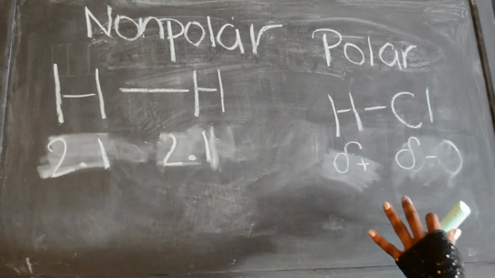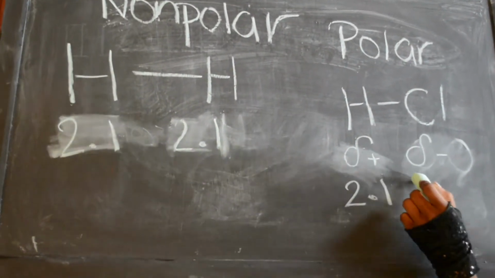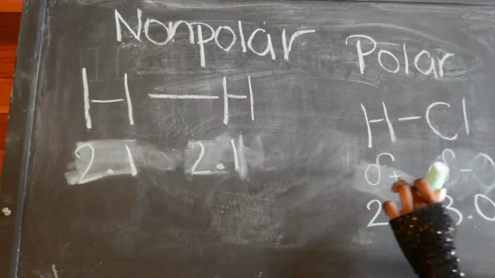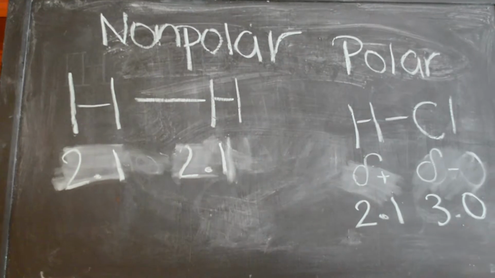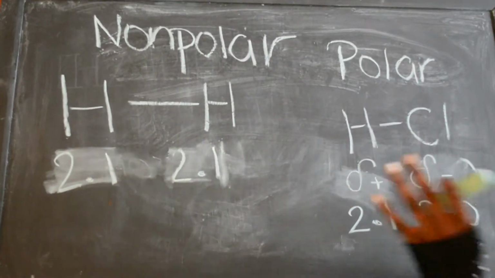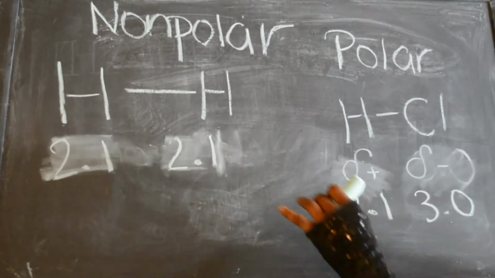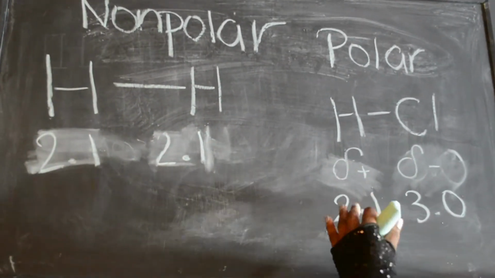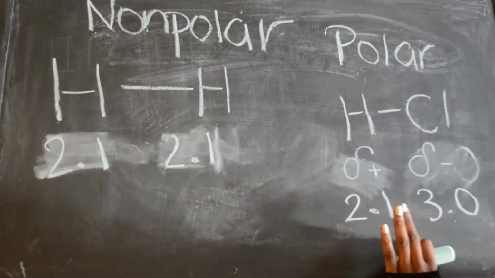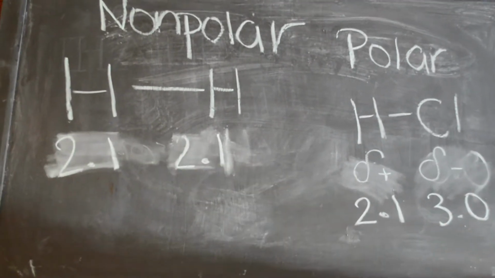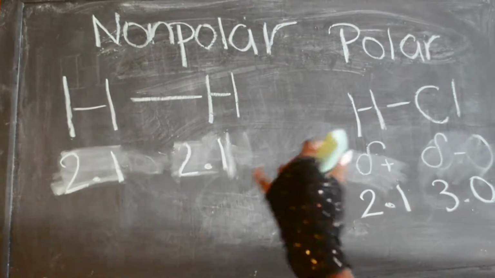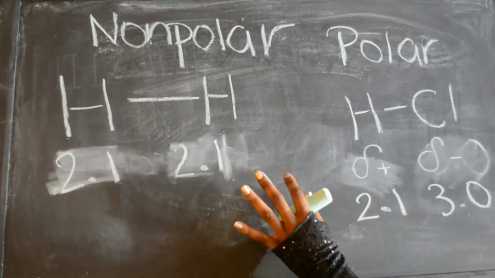In this example, fluorine has an electronegativity of 3.0. These signs here mean that the bond is partially ionic. Therefore, this bond is polar. The hydrogen atom holds a slightly positive charge, while the chlorine atom holds a slightly negative charge. And now you see the nonpolar and the polar covalent bonding.